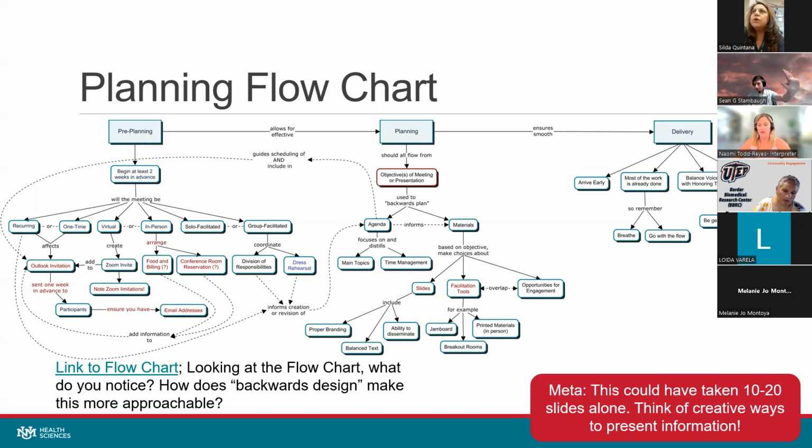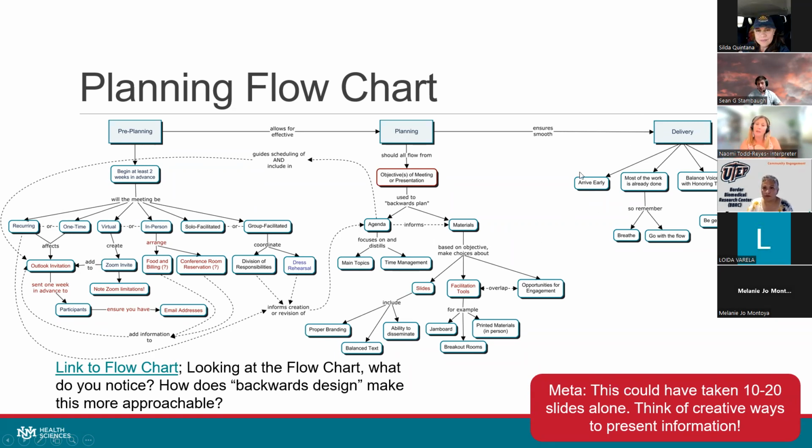So again, looking at the planning flow chart, which many of you I think have seen, the main thing to notice is the two sections on the left, pre-planning and planning, are very busy. There's a lot of different things underneath pre-planning and planning. And then once you get to the actual delivery of the training, there's really not that much going on.